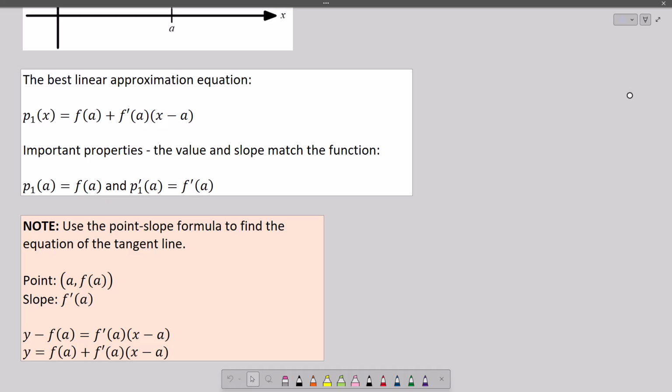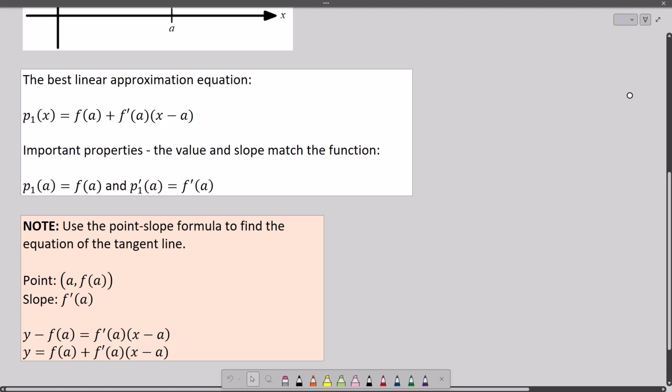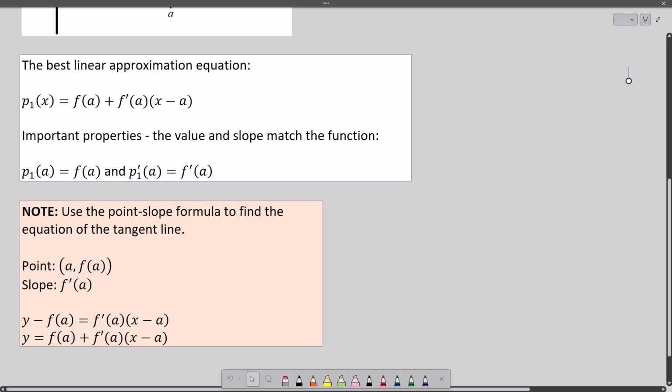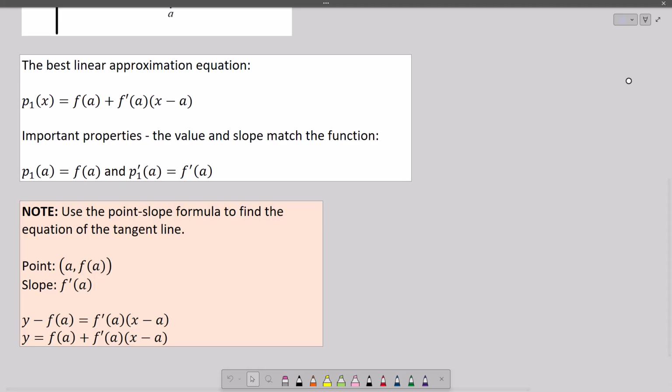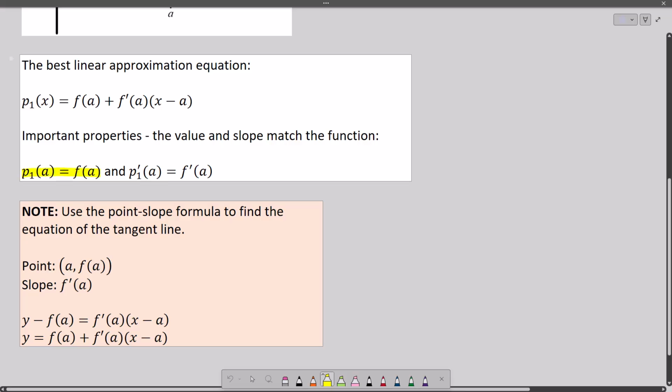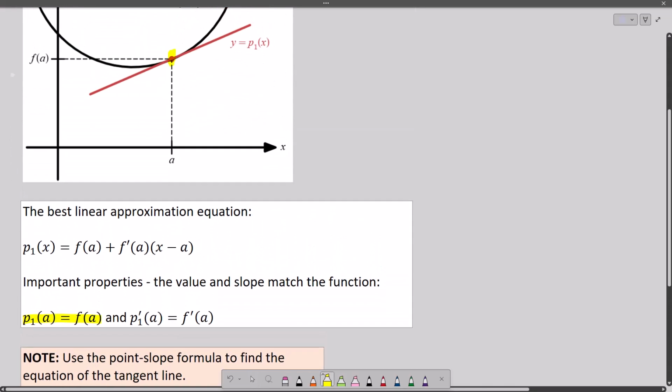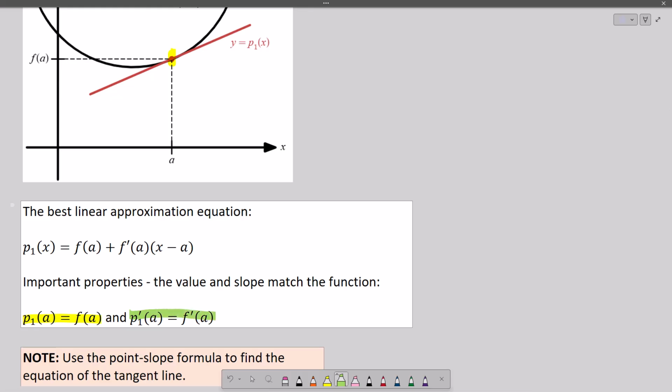In Calc 1, all you did was the linear approximation. How boring. We are going to now do the best quadratic, the best cubic, the best quartic, the best quintic. All these approximations get better and better and better as you go further out with the derivatives, with the power. So the two key properties to the tangent line, so the tangent line is the P1. The key properties are these, that the value of your approximation matches the value of your function at a. All right, so that's the first thing. They've got to match in value. The second important property is that they have the same slope.